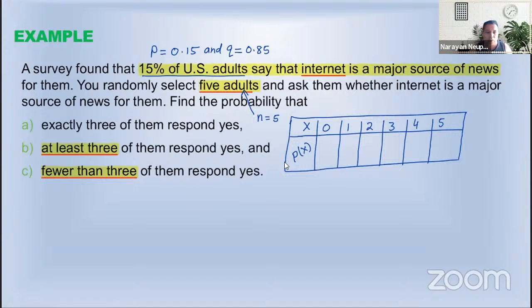So to answer the first one, again, you go to second and then vars. Go to binomial PDF and fill the information. Here N is equal to 5. Probability of success is 0.15. P is 0.15. And here for the first one, X is 0. You paste that and enter.